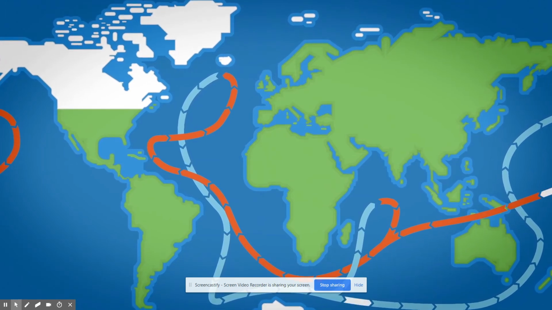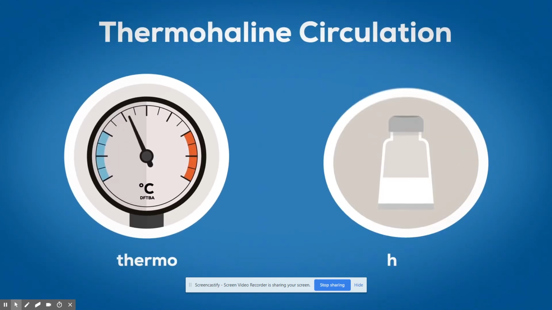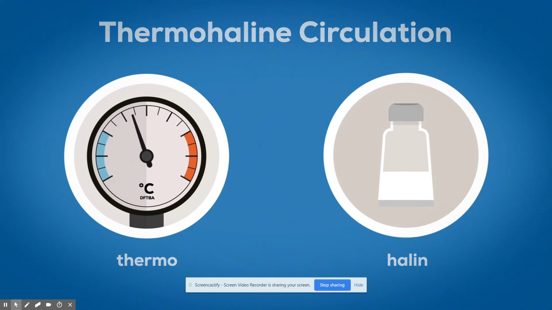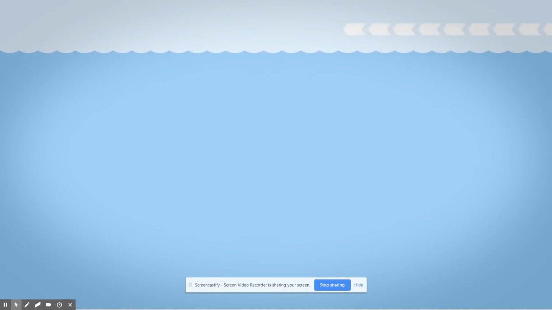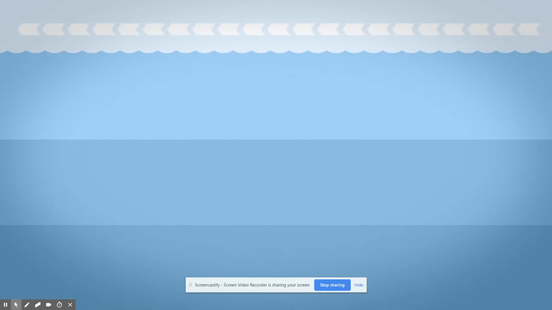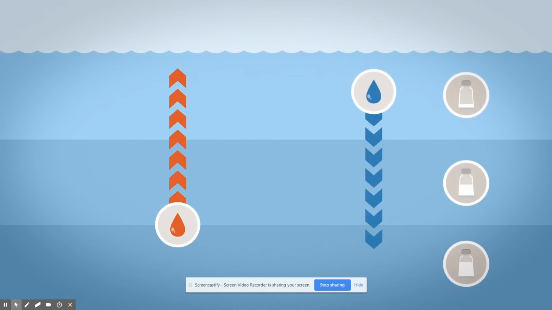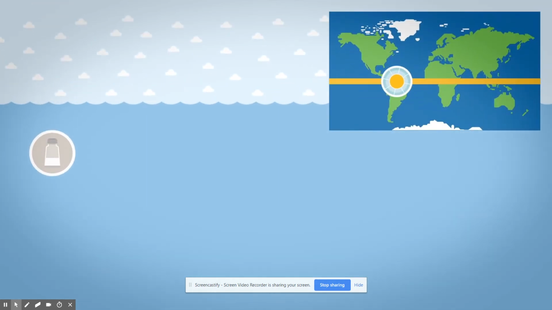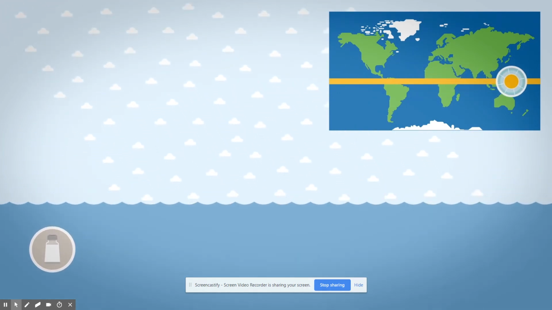The conveyor belt is also called the thermohaline circulation, with thermo referring to the temperature and haline to the salt content of the water. Both determine the density of the water. While the masses of water may be moved in part by wind, primarily the different densities of the global oceans are responsible for their movement. Warm water has a lower density and rises, while cold water sinks. The water's density also increases with a higher salt content. At the equator, the heat from the sun is especially strong, resulting in a lot of evaporation and thus a rise in the water's salt content.